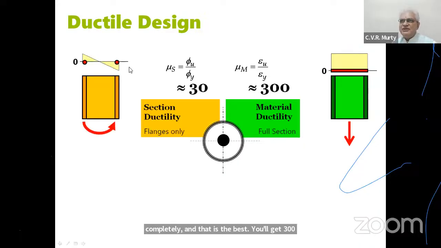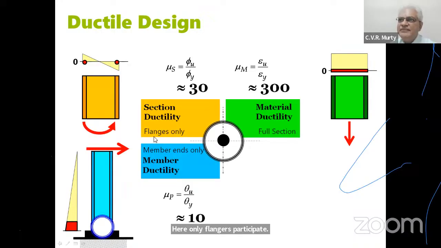You come to a section, only the ends are getting utilized. The inside is not getting utilized at all. And hence, your section ductility drops from 300 to 30. This is section ductility. Here only flanges participate. Then you come to the member ductility, where only member ends are participating. And so you'll get the plastic rotation capacity to drop down again once more from 30 to 10.